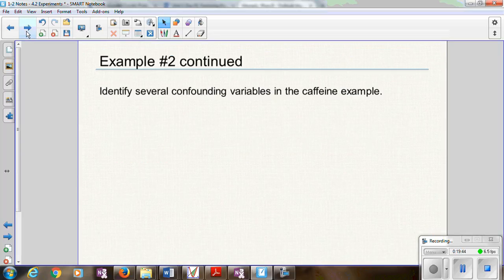So think about some confounding variables. And again, a confounding variable is just other things that may be at play that might explain an increase in pulse rate besides the caffeine. Some confounding variables might be, for example, the student's weight or perhaps their activity level, how long they've been sitting to begin with. It could have to do with their metabolism. Their blood pressure may also be at play.